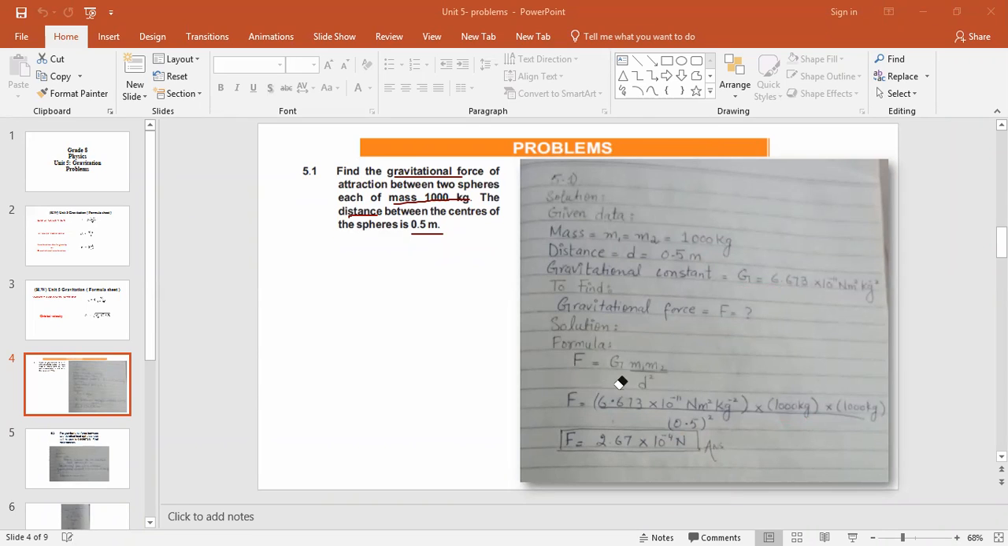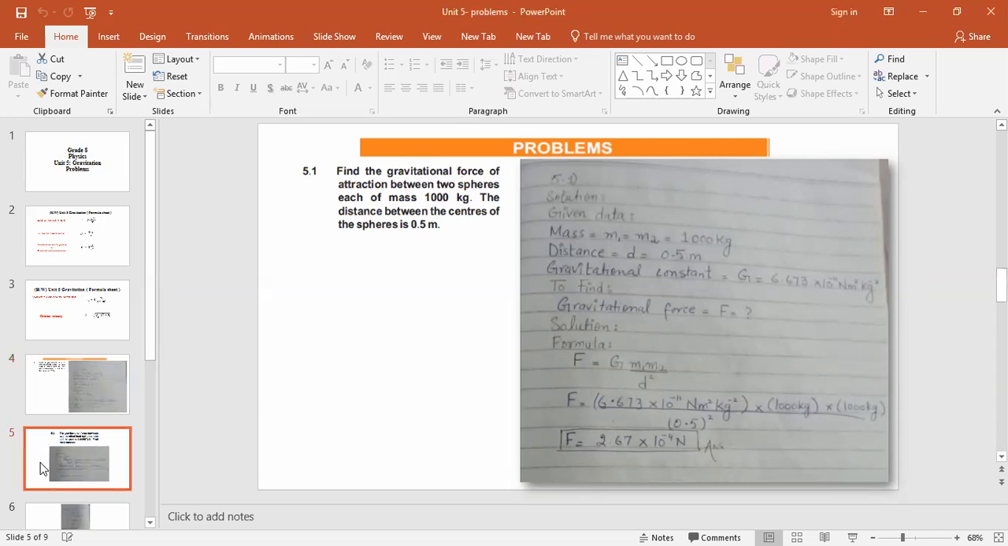F is equals to G m1 m2 by d square, and by using a calculator you can find out the value, which is equal to 0.67 into 10 raised to power minus 4 Newton. So class, as you have different calculators with you, your values may vary. Sometimes you can get the answers 2.66, 2.65, 2.67, 2.7. So there is no need to worry. Your answer will be approximately equal to the answer that is given in your book. So this is your problem number one, and you have to do the same problem in your notebook.